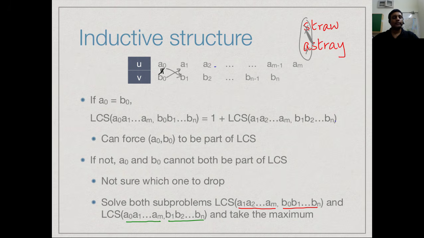Okay, so this is the inductive structure now. Either the first letter matches, in which case I include it in my sequence and solve the remaining subproblem, or the first letter doesn't match, in which case I generate two subproblems, one by dropping each of the letters in turn, and I take the maximum of the two.